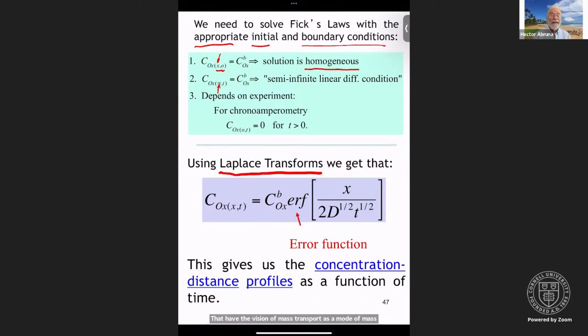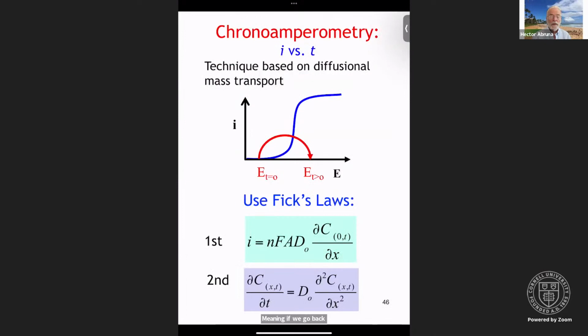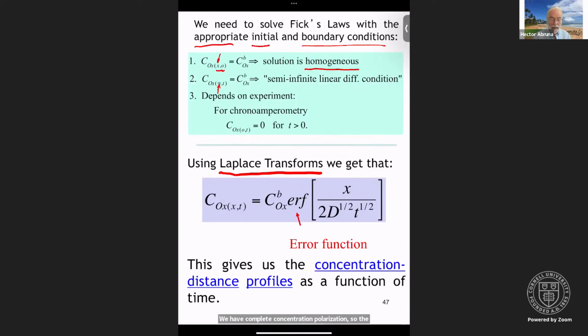And then the third condition depends on the specific experiment that you're using. So for chronoamperometry, it says that the concentration of Ox at the surface, x is 0, as a function of t, is 0 for t bigger than 0. Meaning, if we go back, this is at t equals 0, this is t greater than 0. Remember, we're at the transport limited regime. We have complete concentration polarization, so the surface concentration of Ox is 0. And that's basically what that means.